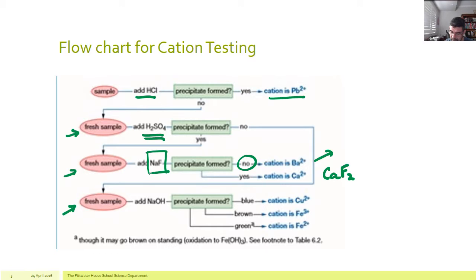Of course, the other thing you can do with these is to put them both in a flame, and the colors that will come out will be very different. The greenish color for the barium and the reddish color for the calcium. And with your third fresh sample, you'll add some hydroxide ions, and then you get three very nice distinct colors, one of which will indicate the presence of copper, one of which will indicate the ferric ions, the Fe3+, and one the ferrous ions, the Fe2+.